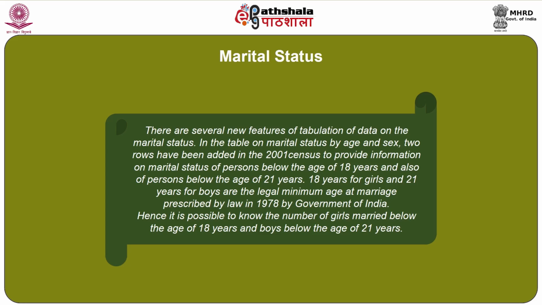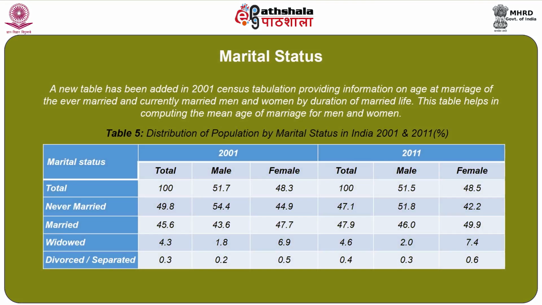Hence, it is possible to know the number of girls married below the age of 18 years and boys below the age of 21 years. A new table has been added in 2001 census tabulation providing information on age at marriage of the ever married and currently married men and women by duration of married life. This table helps in computing the mean age of marriage for men and women.